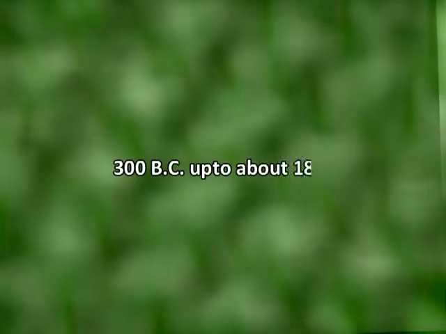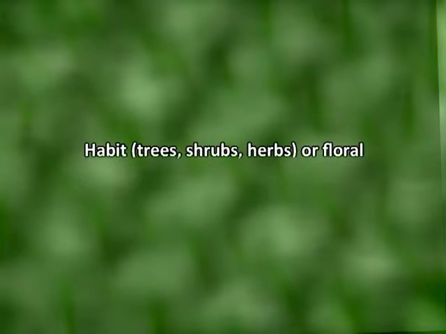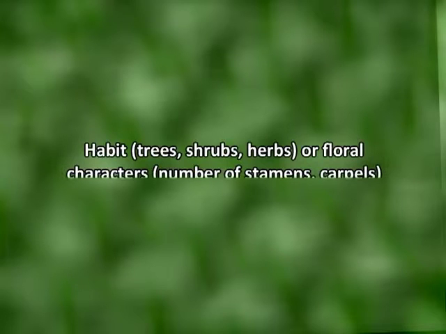Number 1, artificial classification. The earliest system of classification, which remained dominant from 300 BC up to about 1830, were artificial systems, which were based on one or a few easily observable characters of plants such as habit, like trees, shrubs, herbs, etc., or floral characters, particularly the number of stamens and carpels.